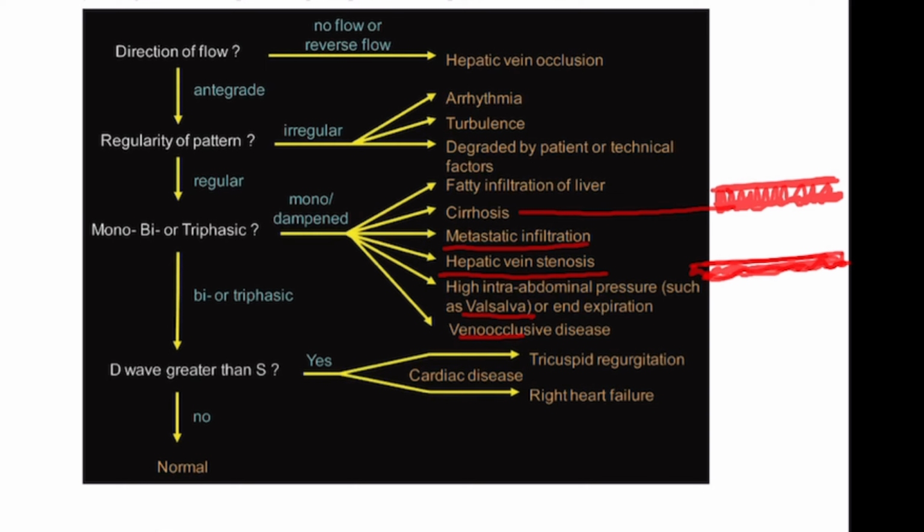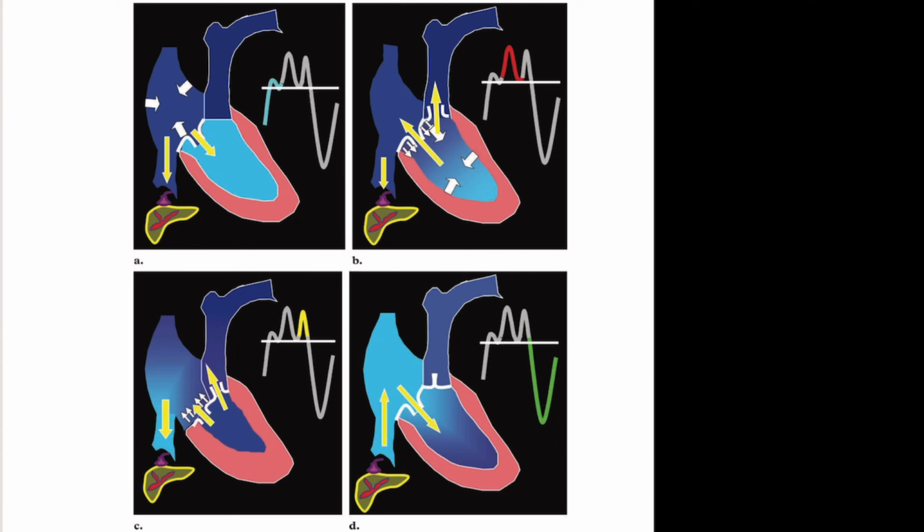And lastly, we compare the D wave with the S wave. In a normal waveform, the S wave is larger than the D wave. This is the S wave and this is the D wave. However, in tricuspid regurgitation, the S wave decreases as compared to the D wave, or it can reverse also. In this diagram, we will see how severe tricuspid regurgitation leads to the particular hepatic waveform.